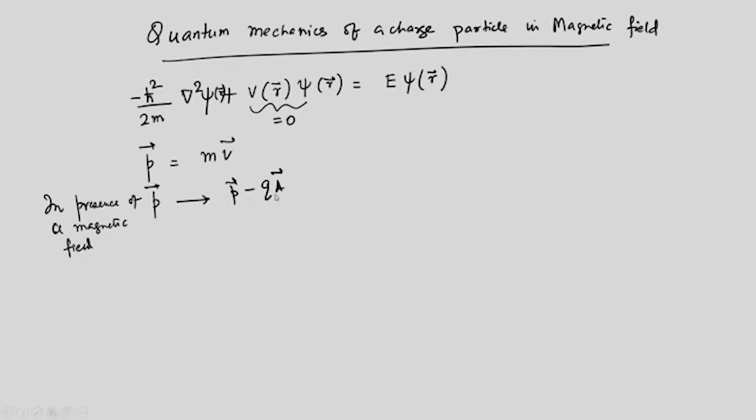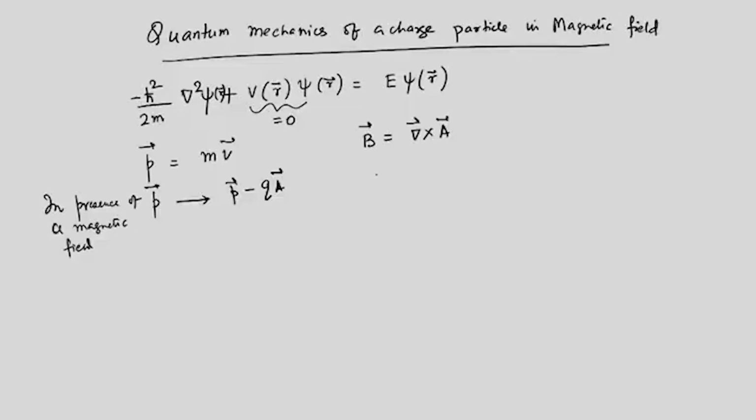where Q is the charge and A is the vector potential, and this vector potential is an important quantity. We know that B is given by curl of A. So, this fixes the gauge. Now, why do I say gauge? Because when B is in the z direction, then A can be in the x direction, or in the y direction, or in any direction which is perpendicular to the z direction.